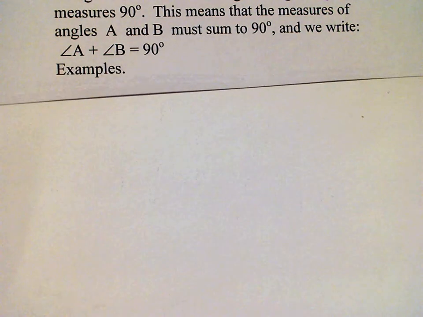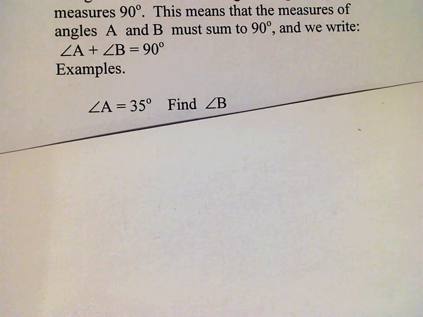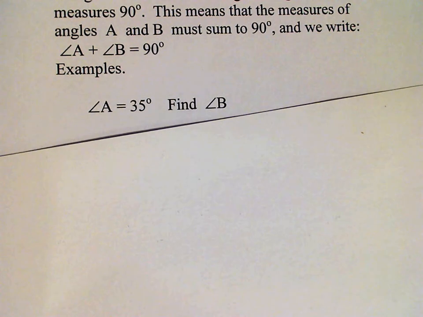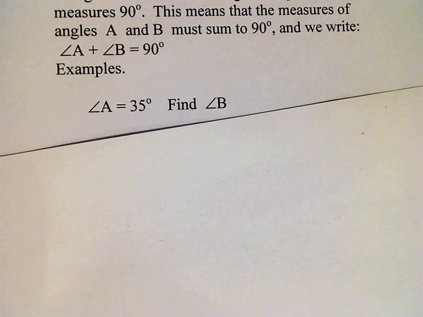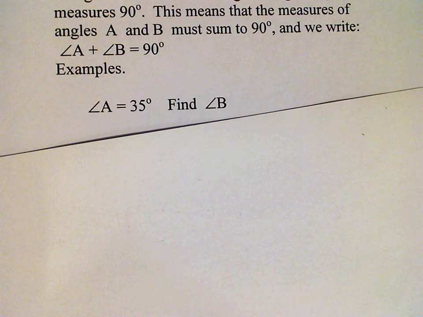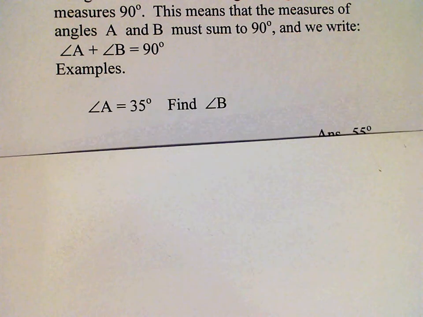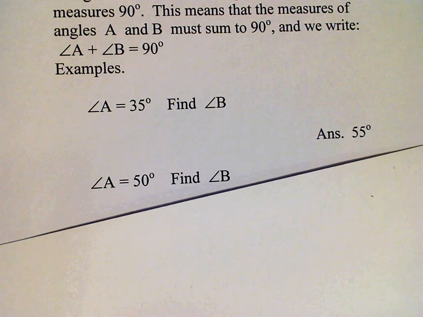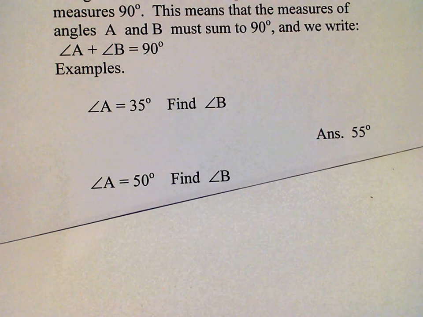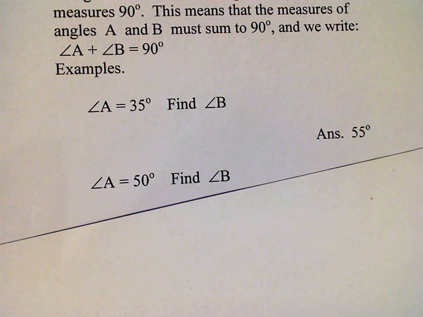Okay, so for example, if we're given angle A equals 35 degrees, we need to find angle B. Well, if angle A plus angle B is 90 degrees, and angle A is 35 degrees, then angle B must be 55 degrees, right? Okay, we'll do one more like that. If angle A is 50 degrees, then we need to find angle B. Clearly the answer is 40 degrees.